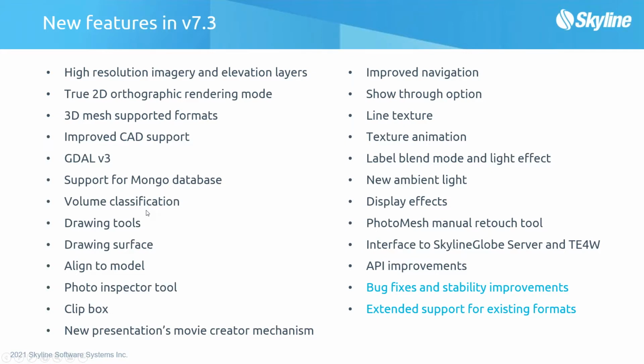The volume classification will go over the ability to colorize the mesh from GIS layers or polygons. Improvements in drawing tools, so better digitizing capabilities, measurements, and drawings on surfaces that you can create to draw on. We can align to model, so if you have layers that don't have a Z component, they're only 2D layers, you can align them to the 3D model and add a Z component to them by draping them on top of the mesh.